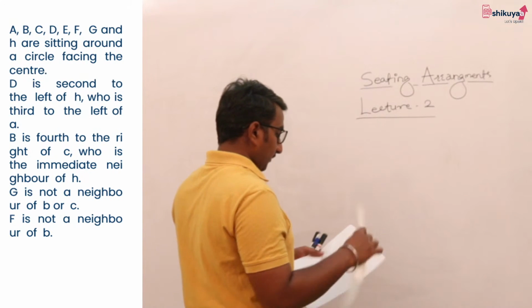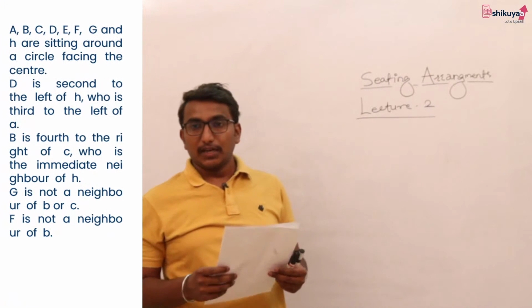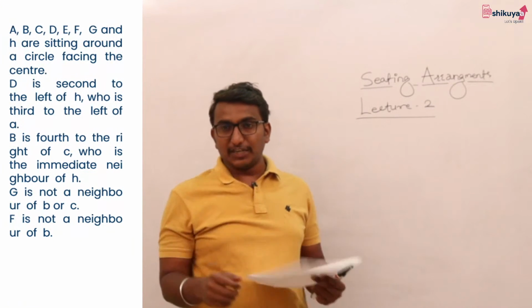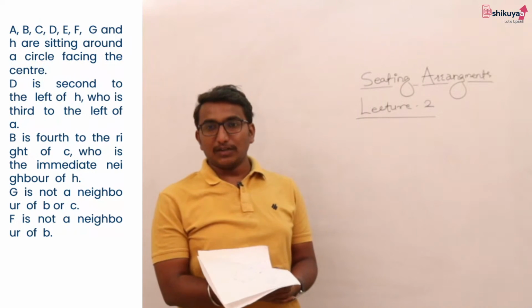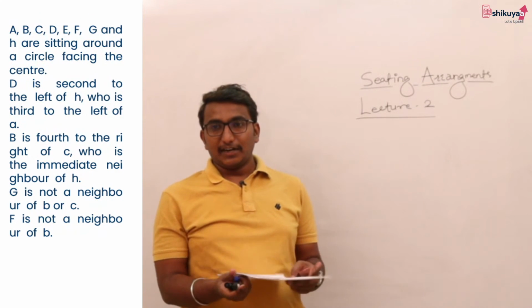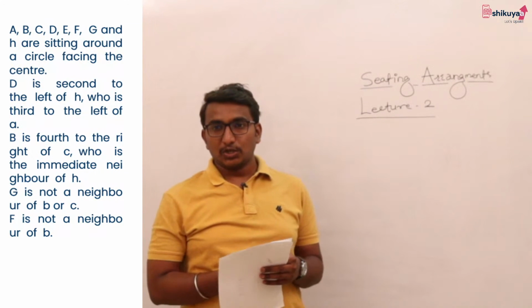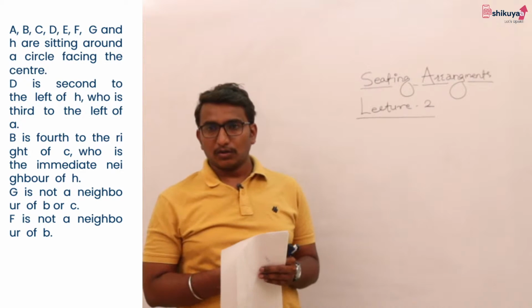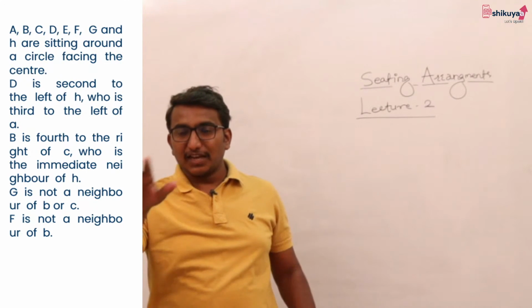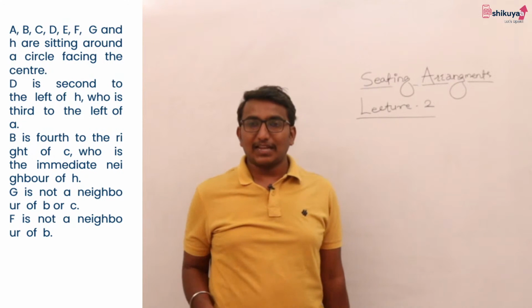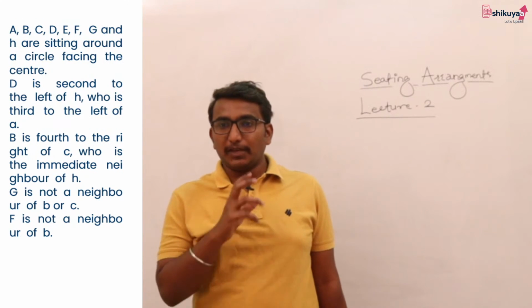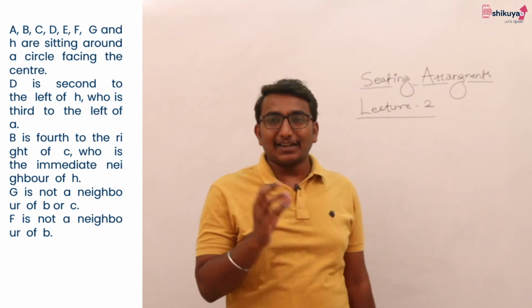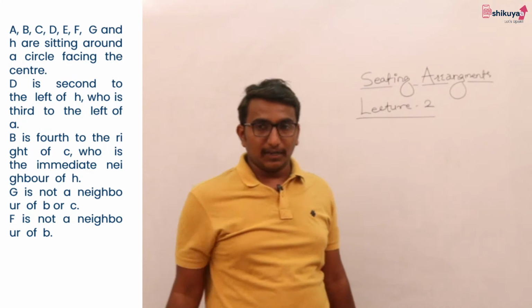So the very first question in front of you is: A, B, C, D, E, F, G and H are sitting around a circle facing the center. D is second to the left of H. Right. So let's read the entire data once at first glance, and then one by one we will be putting that information which has been given in the particular paragraph.